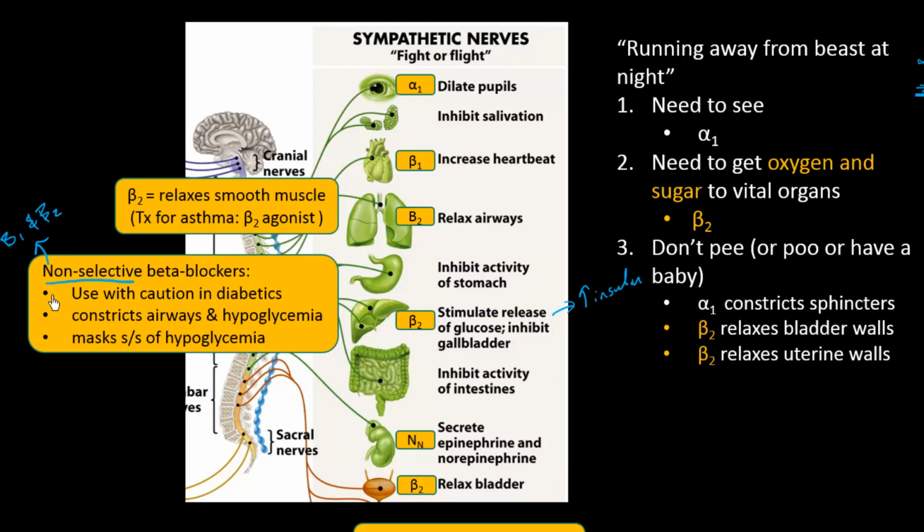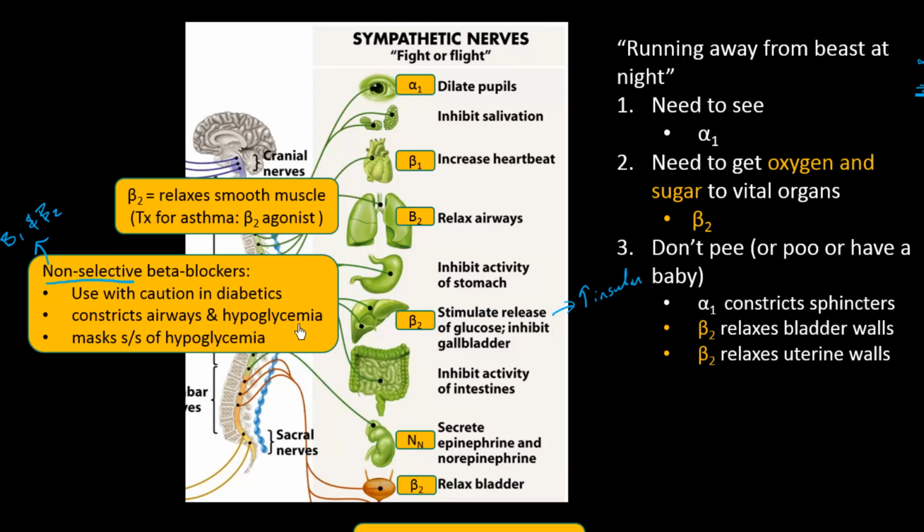Well, why? One, if we use a beta-2 blocker, this might lead to a constriction of the airways. Remember, beta-2 normally relaxes, so if they are blocking beta-1 and beta-2, this would block their airway. Two, if this beta-2 is what is causing the increased release of glucose, that might lead to hypoglycemia.